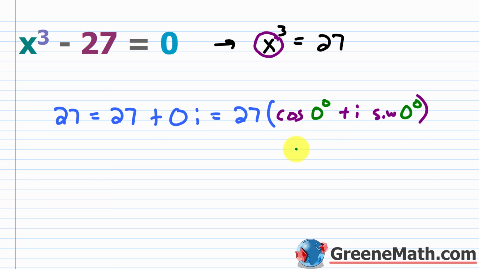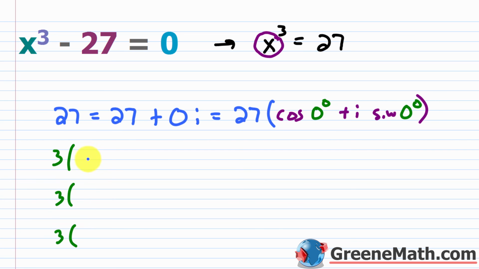Now, in order to find my 3 complex cube roots, I'm going to start with my simple little formula. So I have the nth root of r. In this case, n is 3, right, because I'm looking for a cube root, and r is 27. Well, the cube root of 27 is 3, right? 3 times 3 is 9. 9 times 3 is 27. Okay, so I can set this up. I know I have 3 of them, so I'll go 3, 3, and 3.